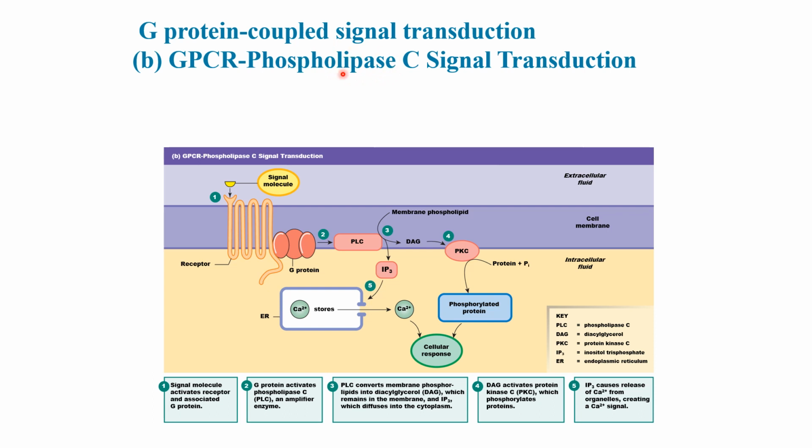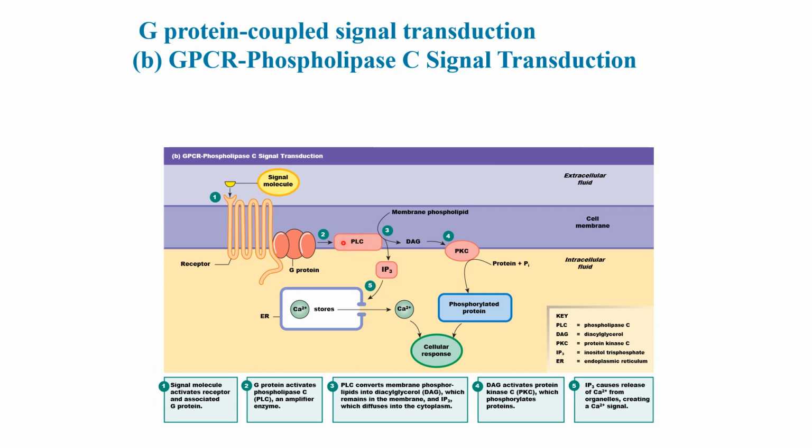So to begin this signal transduction pathway, we have to start off with a ligand, and that ligand needs to fit into that receptor. Once that ligand binds to that receptor, the G protein gets activated. After the G protein gets activated, it's going to go ahead and activate that amplifier enzyme.